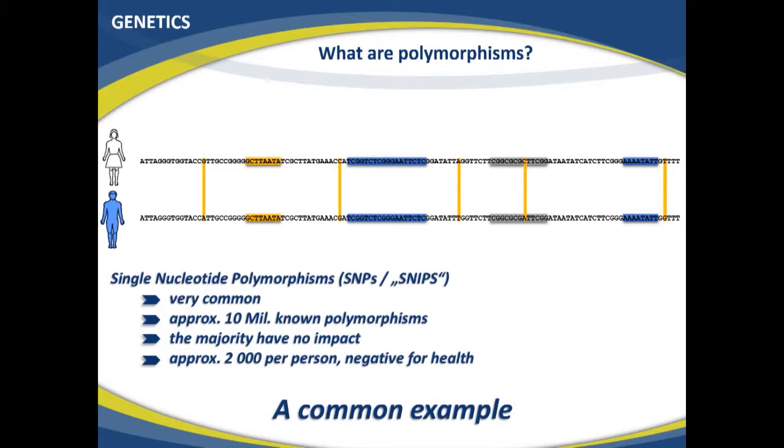These are these genetic variations where one person has a letter A at a position and someone else has a letter C. They're very common. There are around 10 million known polymorphisms in the human genome. When they looked at people from different areas, they found 10 million different variations. The majority have no impact on health, on the body, on anything. And as I said, around 2,000 of these polymorphisms influence our health negatively.